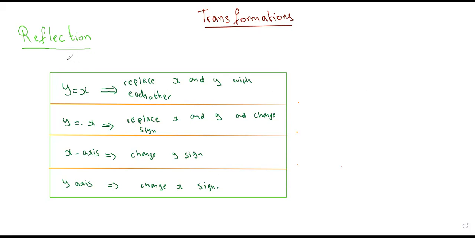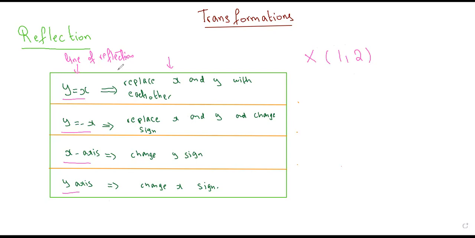So here I have the line of reflection. Okay, y equals x, y equals minus x, x-axis and y-axis. These are the 4 most used lines of reflection, and here is what happens when they are reflected this way. For example, let's say I have a point x and the coordinates of x are 1 and 2.